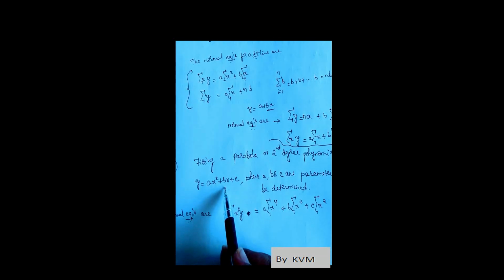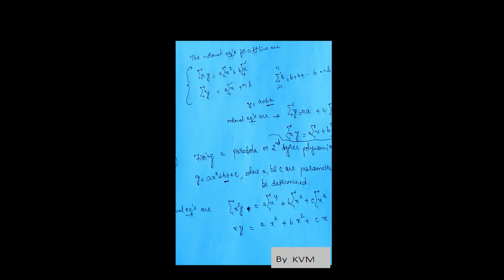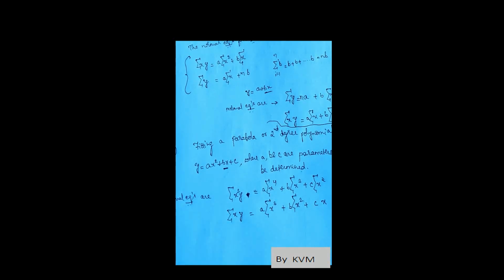Now in the second term power of x is 1, so multiply x on both sides. So x into y equals a into x square is x cube plus b into x is x square plus c into x. So now take sigma on both sides. So sigma xy equals a into sigma x cube plus b into sigma x square plus c into sigma x. So now third normal equation we have to write.